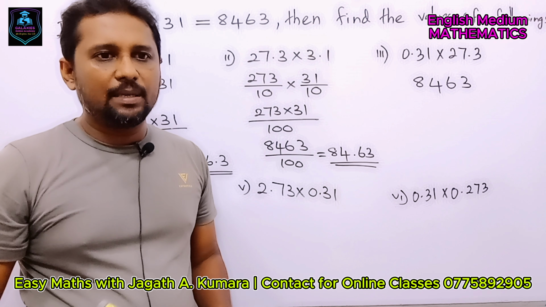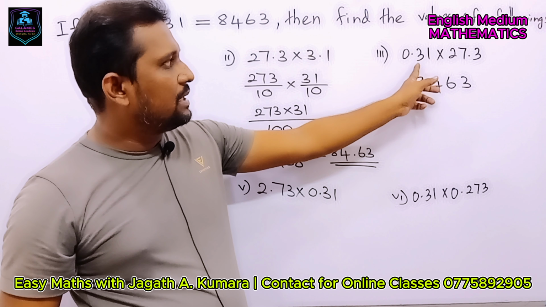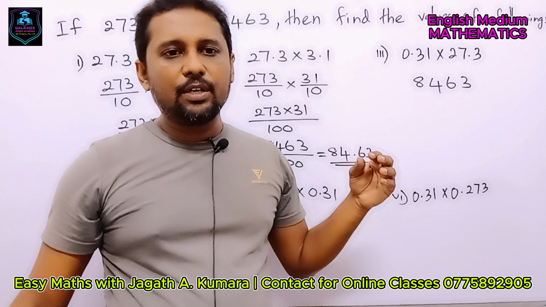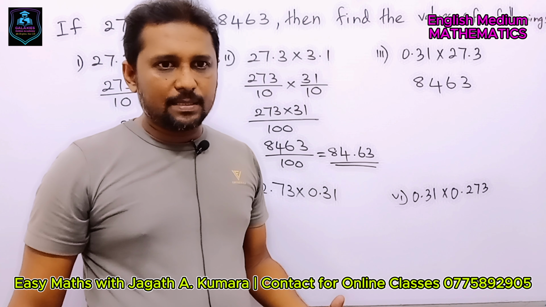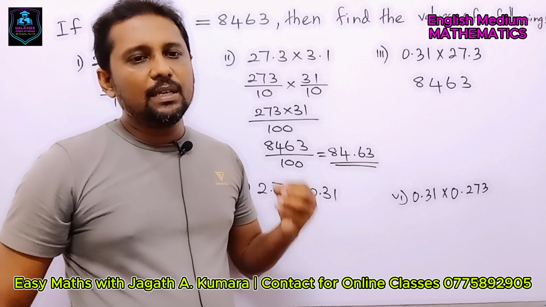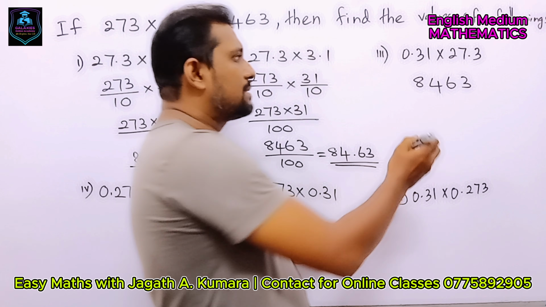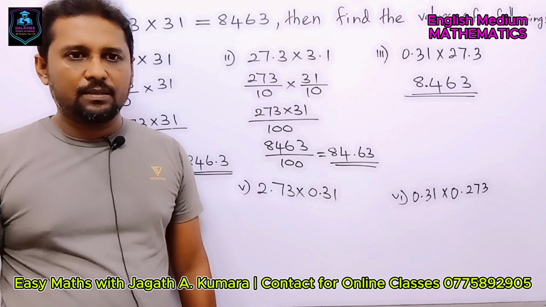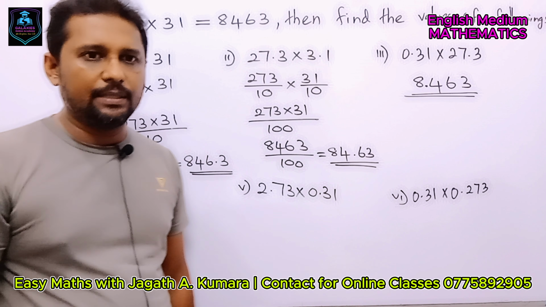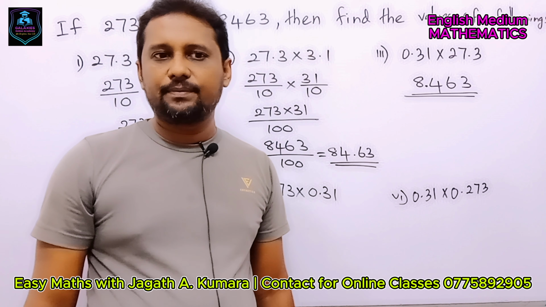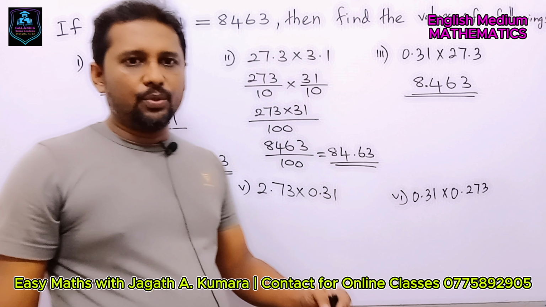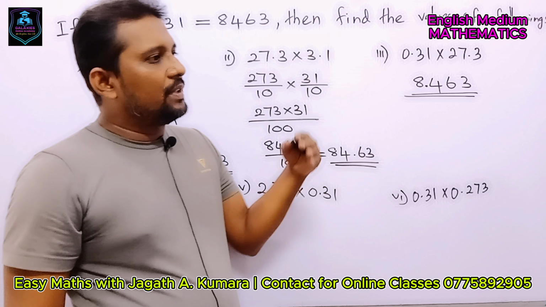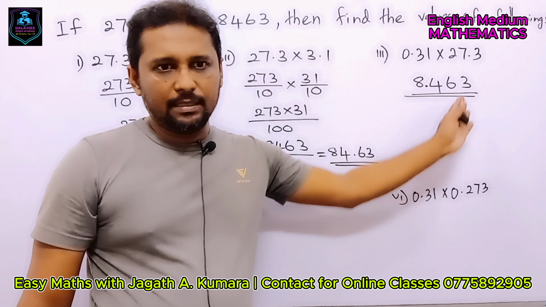Then you check how many decimal places. The first decimal number has 2 decimal places. The next number has 1 decimal place. So how many total decimal places? 3 decimal places. So in the final answer, you have to keep 3 decimal places. So what is the answer? 8.463. Did you get the answer? It is another method. You can get the answer after writing fractions, and also without writing the fractions you can get the answer like this.